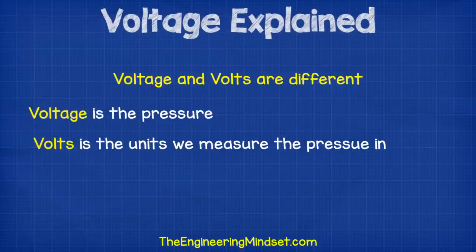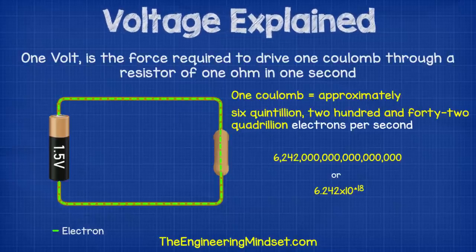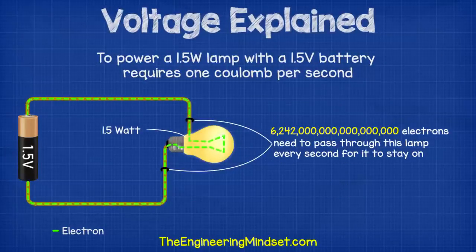So we saw earlier that voltage and volts are different. Voltage is pressure and volts is the unit of measurement. So what does 1 volt mean? 1 volt is required to drive 1 coulomb, or approximately 6 quintillion 242 quadrillion electrons, through a resistance of 1 ohm in 1 second. That's still a little confusing, so another way to explain this is that to power this 1.5 watt lamp with a 1.5 volt battery would require 1 coulomb, or 6 quintillion 242 quadrillion electrons, to flow from the battery and through the lamp every second for it to stay on.